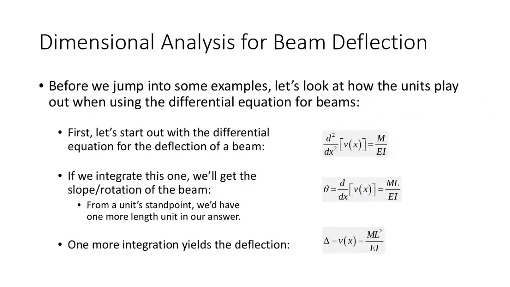Now, before we jump into examples, we have to look at units. Let's start off with the differential equation for the deflection of a beam. This is our foundational equation: the second derivative of deflection is M over EI. Now if I have the second derivative as M over EI and I integrate that once, I'm not showing that this is the answer, like M L over EI. I don't want you to think that the integral of that is always M over EI. I'm looking at this just from a units perspective.